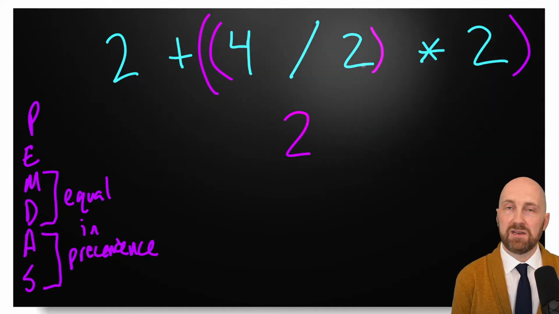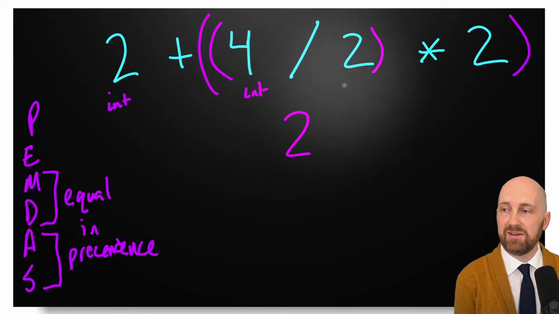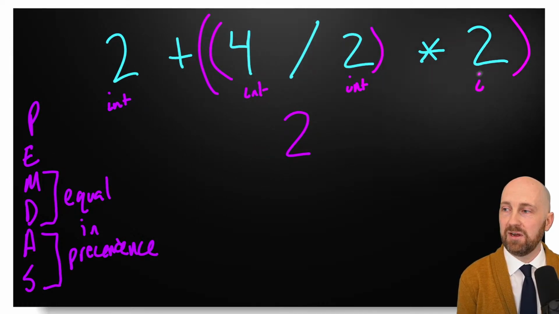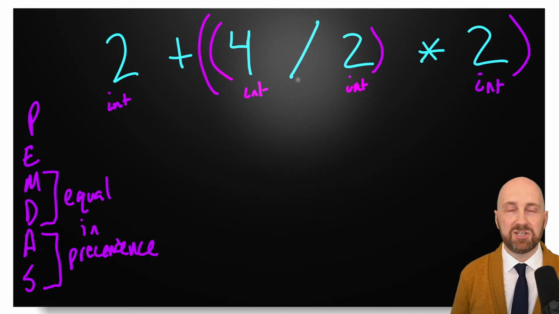So all of these initial values are integer literals, right? The type of 2 is int, the type of 4 is int, the type of 2 is int, the type of 2 is int. These are all integers. But the division operator is an interesting one. It actually converts whatever the result is to a floating point value.